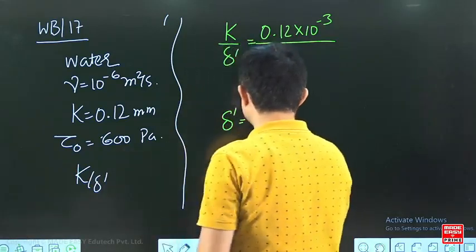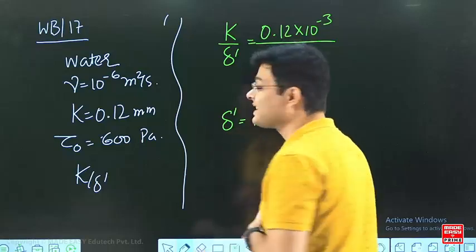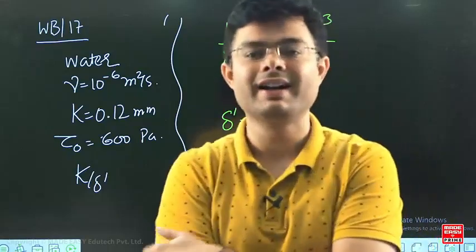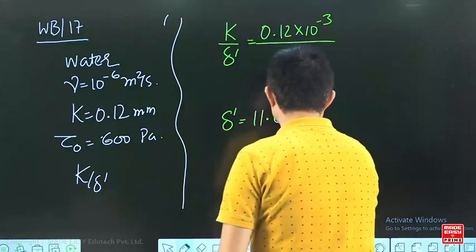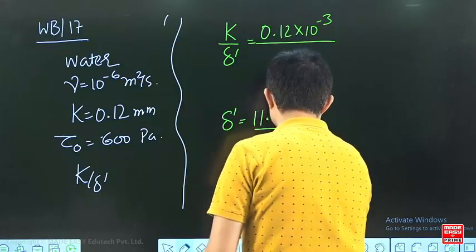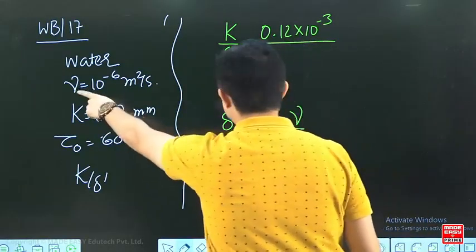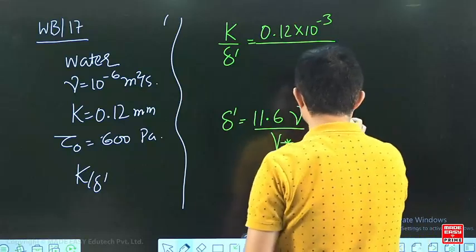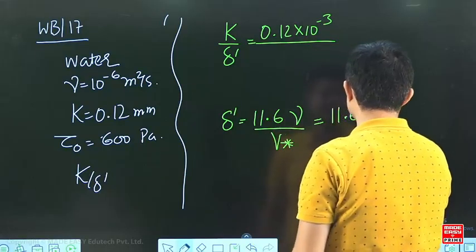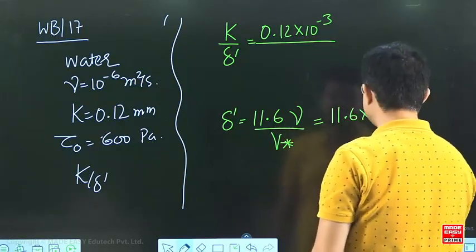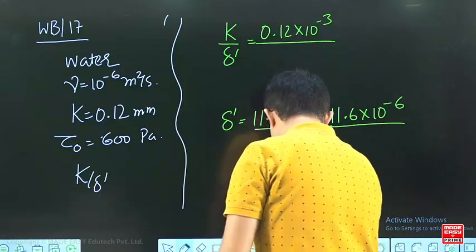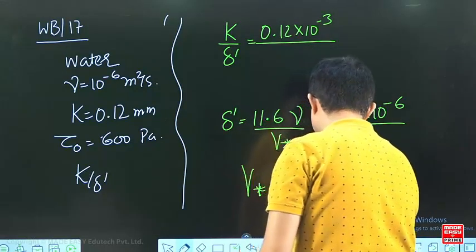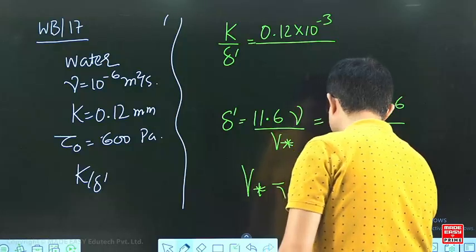Let us find out. Delta dash is given by the Nikuradse equation: 11.6 nu by V star. The value of kinematic viscosity is already given to you. So this is 11.6 into 10 to the power minus 6 divided by V star. V star is what? Under root of tau naught by rho.